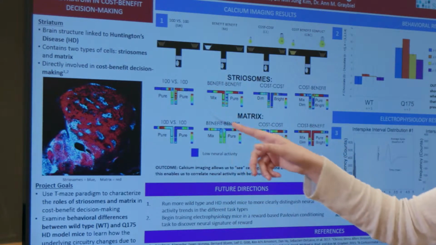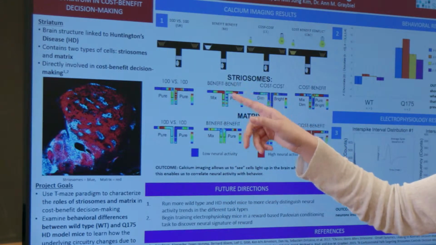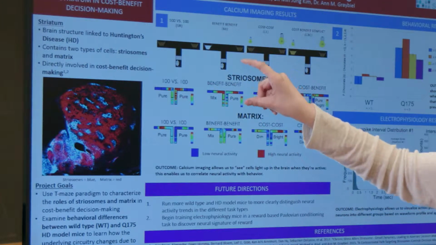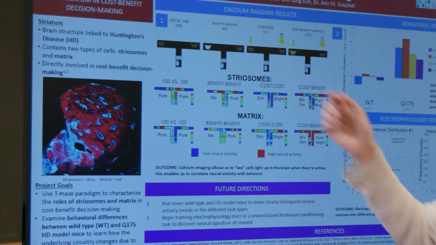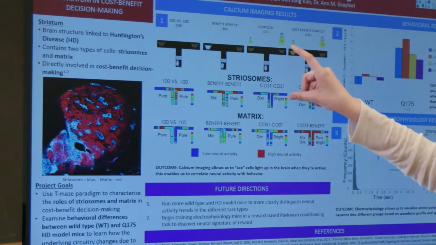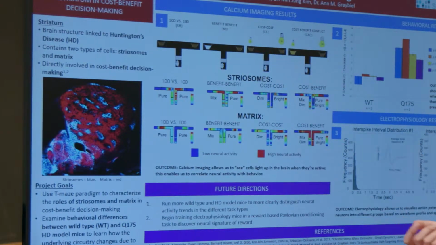And so, for example, striosomes in the benefit tasks seem to be relatively active regardless of whether the mouse goes towards the pure chocolate milk side or the mixture. Whereas in the cost tasks, striosomes seem to be relatively active when the mouse goes towards the high cost side but not the low cost side.